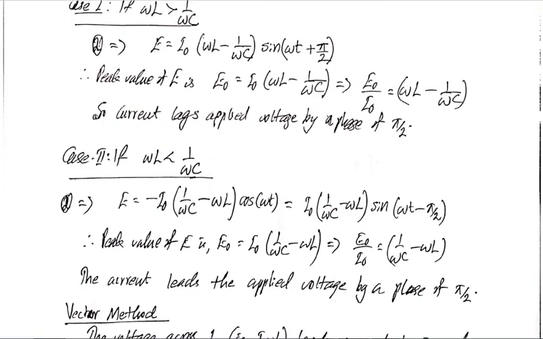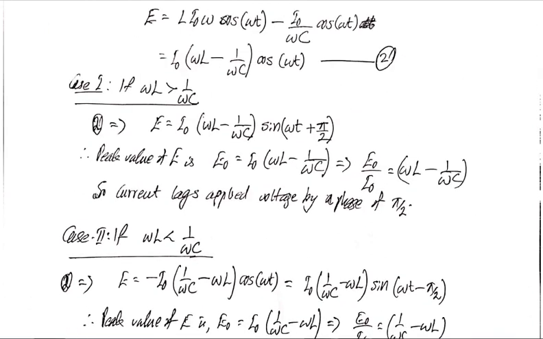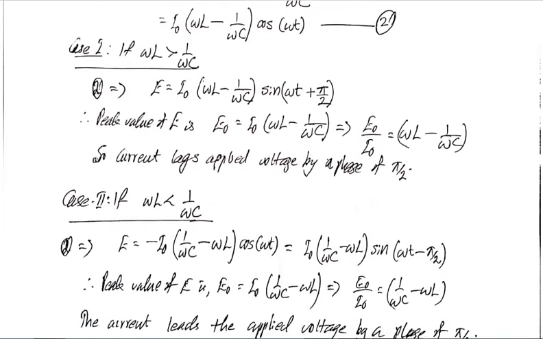In case 2, if the inductive reactance omega L is less than capacitive reactance, then equation 2 becomes I0 into minus of 1 by omega C minus omega L. This is written in this form because we have to make the amplitude positive. So this quantity is positive now. Now there becomes minus cos omega t. Minus cos omega t is sin omega t minus pi by 2.